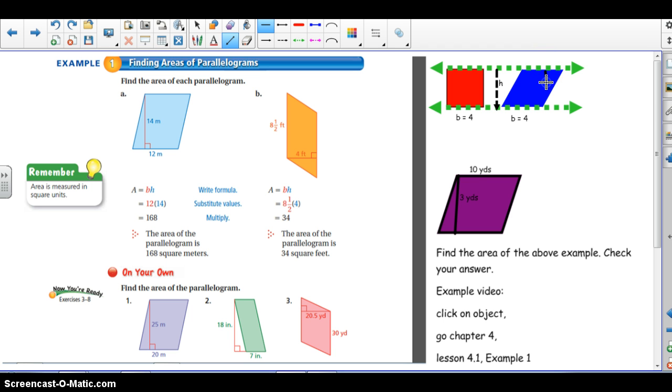We changed this into, in this case, a square or a rectangle. You moved this piece to this piece. If you did that in your head, you would have the same shape. Same shape as this one. So the area is equal.